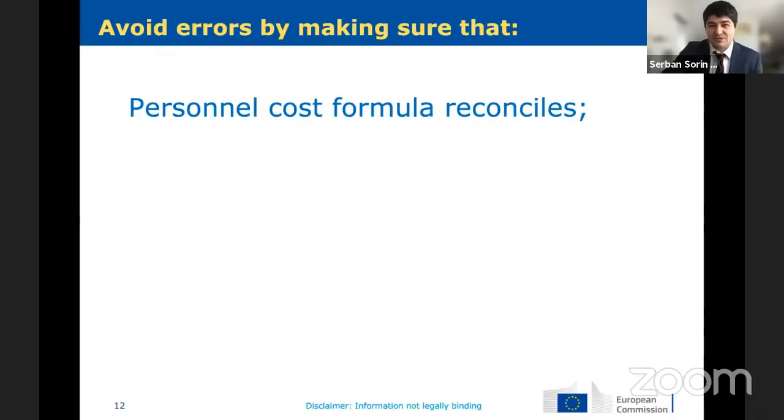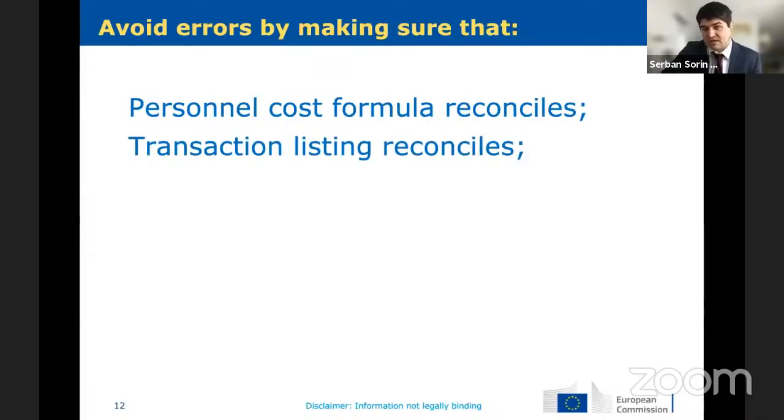Some other further hints. Personnel cost formula reconciles, meaning that the calculations are correct, and reconciles also with the breakdown information that you have in your project accounts, project cost accounting, if any, or in the accounts as such for each person. The transaction listing reconciles. So here we're talking about the extract of cost that you make from your accounting in order to claim the cost in the Horizon 2020 action. The cost that you extract should reconcile with the financial statement that you are claiming in the participant portal. So you should really double check this before sending the financial statements, because we find several errors due to typos or to errors from transferring this data into the participant portal.